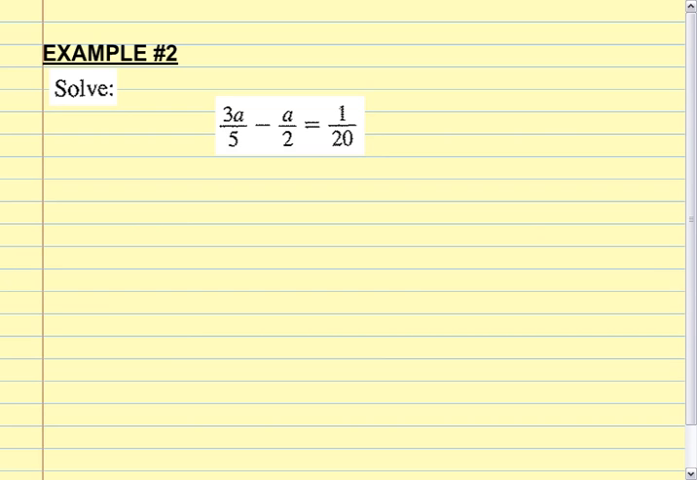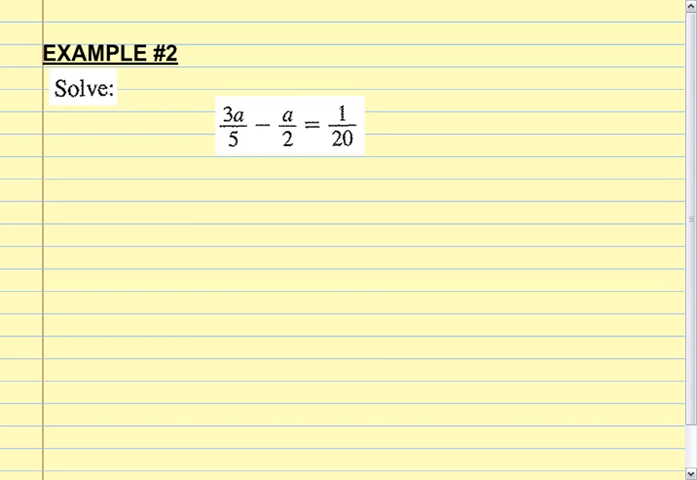Okay? I've got all these fractions here, right? 3a over 5 minus a over 2 equals 1 over 20. I could get a common denominator for these first two fractions, change the numerators, go ahead and do the subtraction, then cross multiply, and then solve. Or I can just get rid of the fractions. Okay. That's what we're going to do.